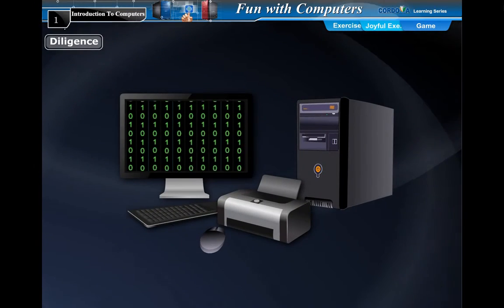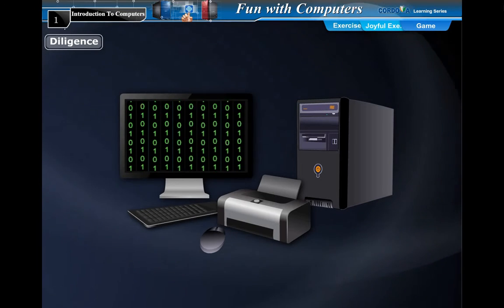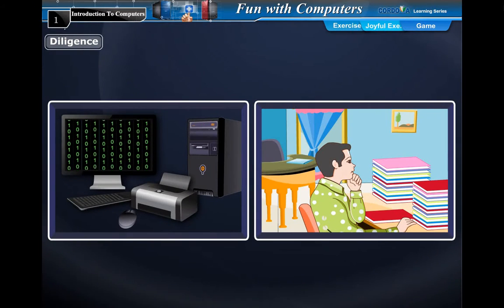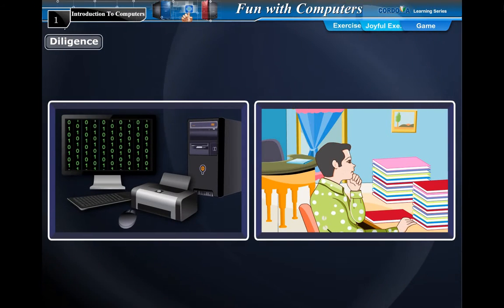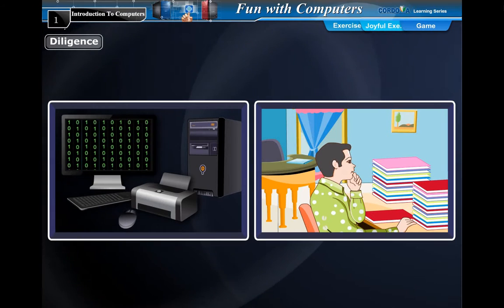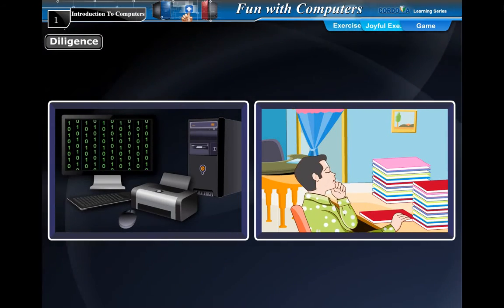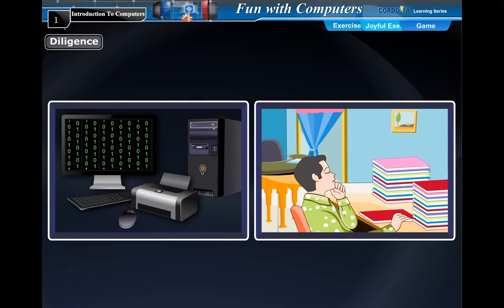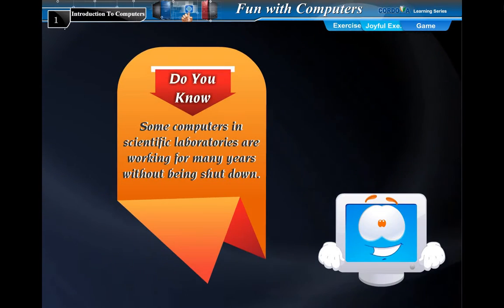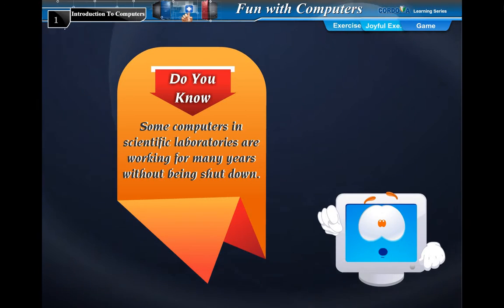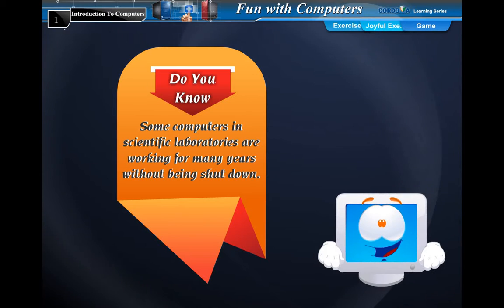Diligence. A computer works tirelessly for a long time. Unlike human beings, it never feels bored or gets tired. When 10 million calculations are to be performed, a computer performs the 10 millionth calculation exactly with the same accuracy and speed as it performed the first one. Do you know, some computers in scientific laboratories are working for many years without being shut down.